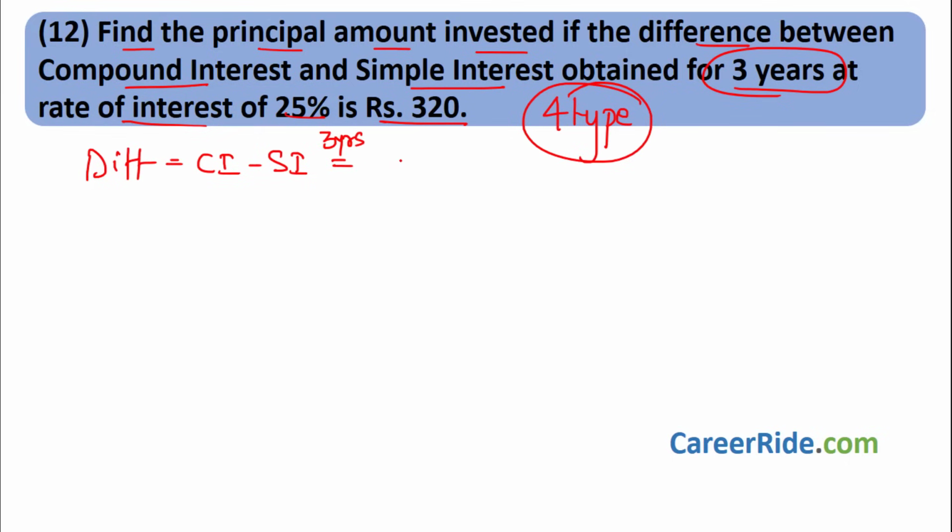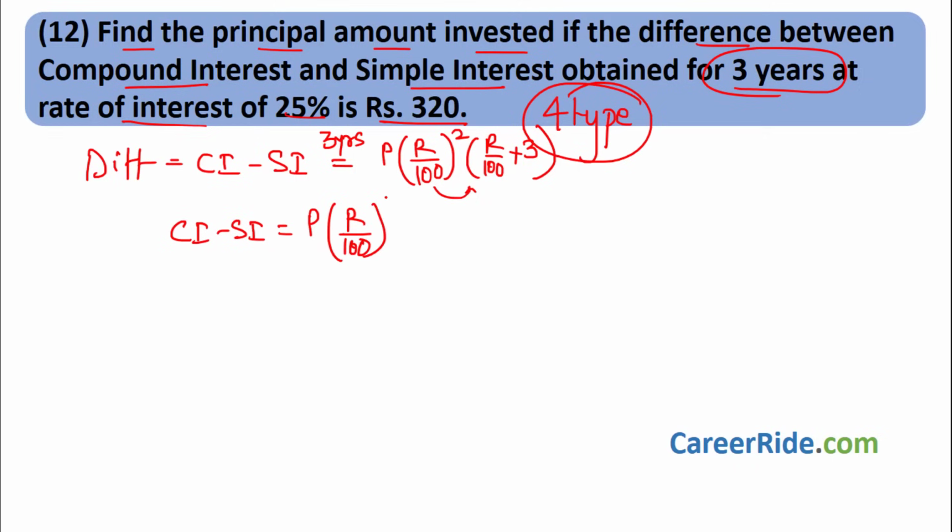Then the formula becomes, first we'll write the formula for the second year. This raised square, and we'll add one element for the third year. Write this same thing over here, R upon 100, and since it is the third year, we add 3 to it. So easy, CI minus SI equal to P into R upon 100 the whole square. This is like the second year. Add one element, R upon 100 will be same, and since it is the third year, add 3.